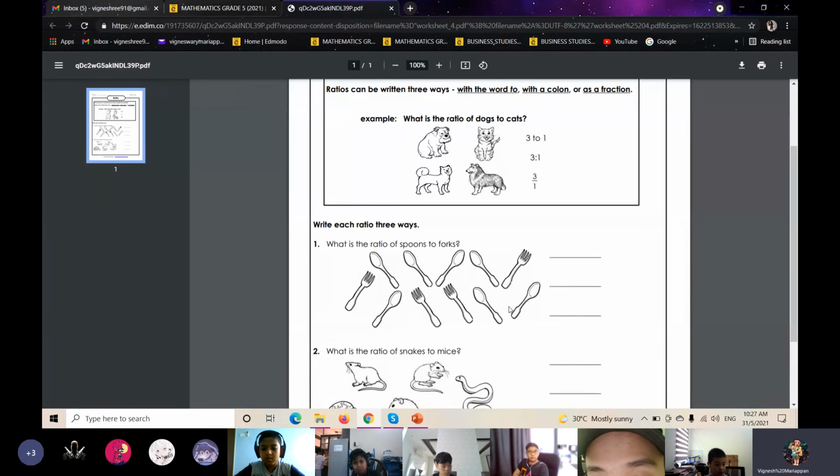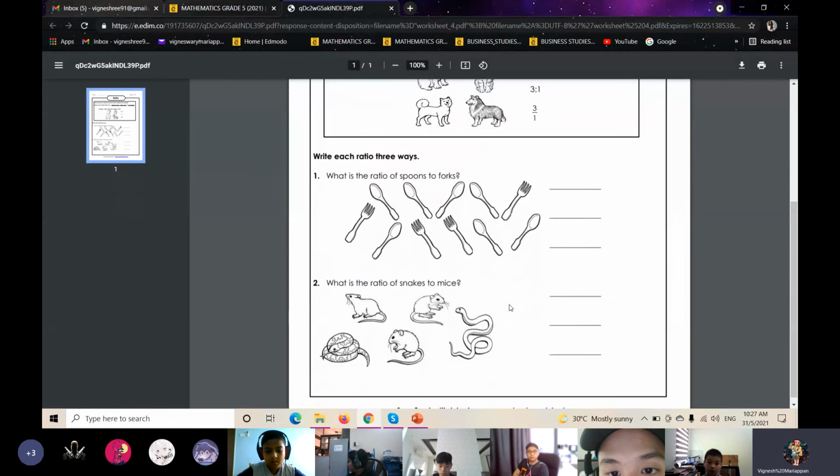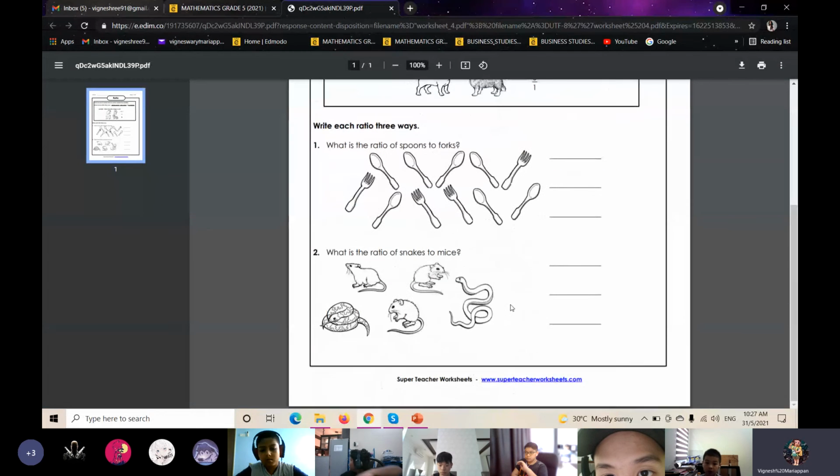What is the ratio of, sorry, we have 2 questions only, but it's okay lah. I think we should have 3 worksheets. I will upload one more worksheet. This one should have 2 pages, but I only take 1 page. Okay, but it's okay. We just try for these 2 questions. What is the ratio of spoons to forks in 3 ways method? Spoons to forks.